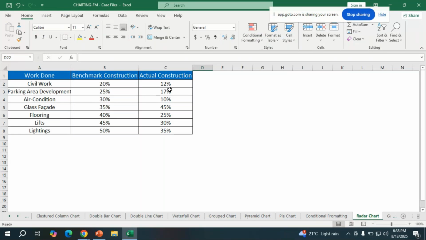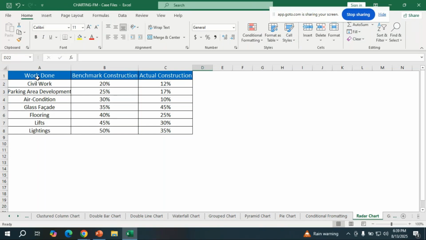And what is the benchmark construction for civil work? 20% was set, but actually constructed was only 12%. Parking area development, 25% was planned, but actually done was 17%. Air condition, 30%, actually was only 10%. Glass package, 35%, actually was 45%. Flooring, 40%, 25% was the actual construction. Lifts, 45% was the benchmark, but actual completed was 30. Lighting, 50, actually done was 30.